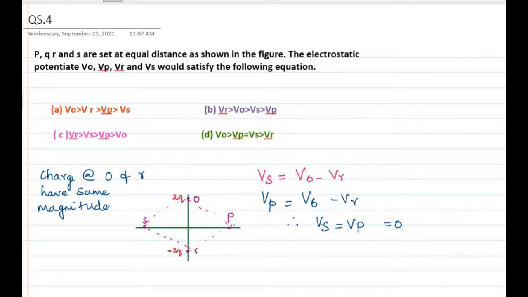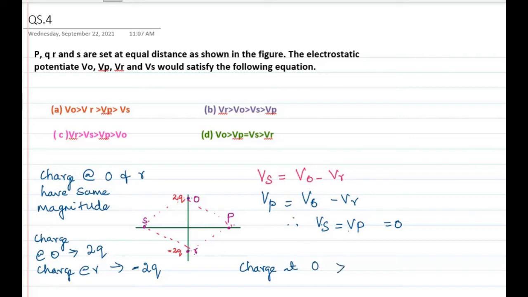Now when we compare the charge at O and charge at R, charge at O has 2q and charge at R has minus 2q. So when you compare both the things, what you'll get? Magnitude of charge at O is greater than magnitude of charge at R. So by concluding this, we have to find out the equations.